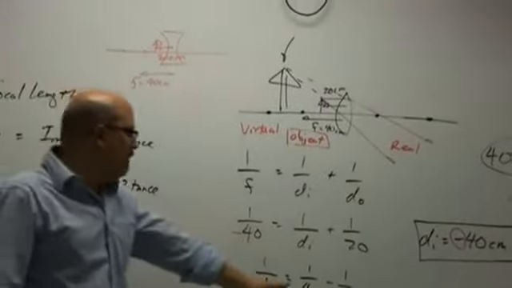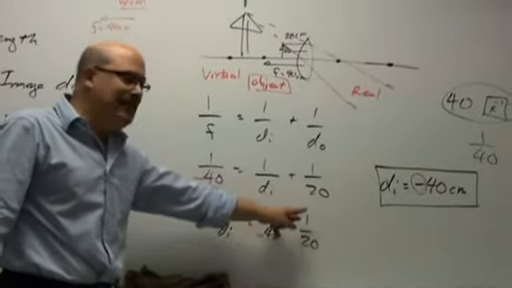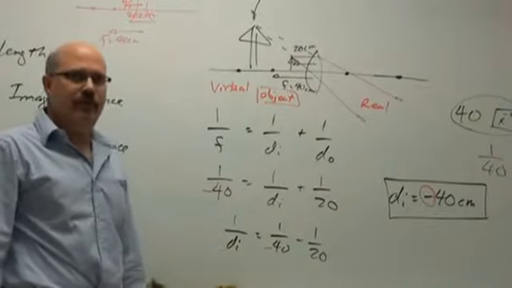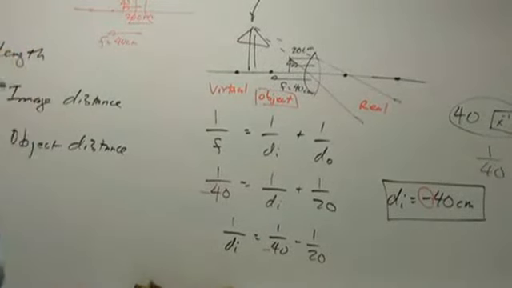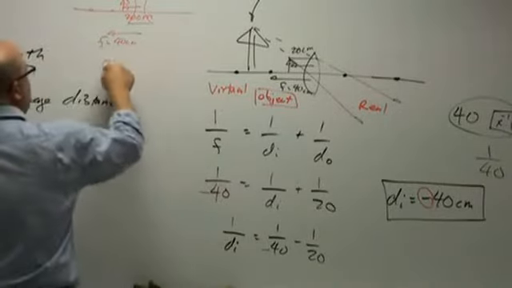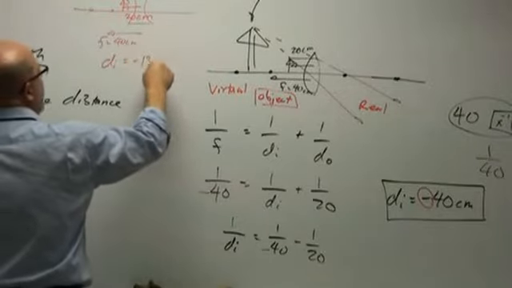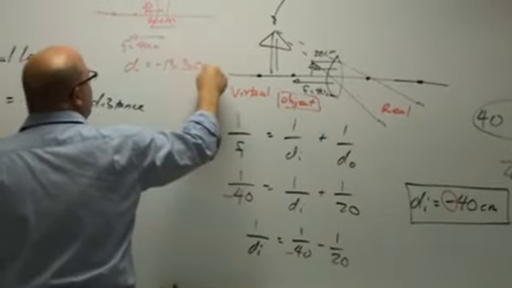We now have a negative 40 over here. So look what we get. We get a negative 40 minus a negative 20. Okay, so what's our new answer now that we have negatives? Negative 13.3. Okay, so now we get an image distance over here of negative 13.3 centimeters.